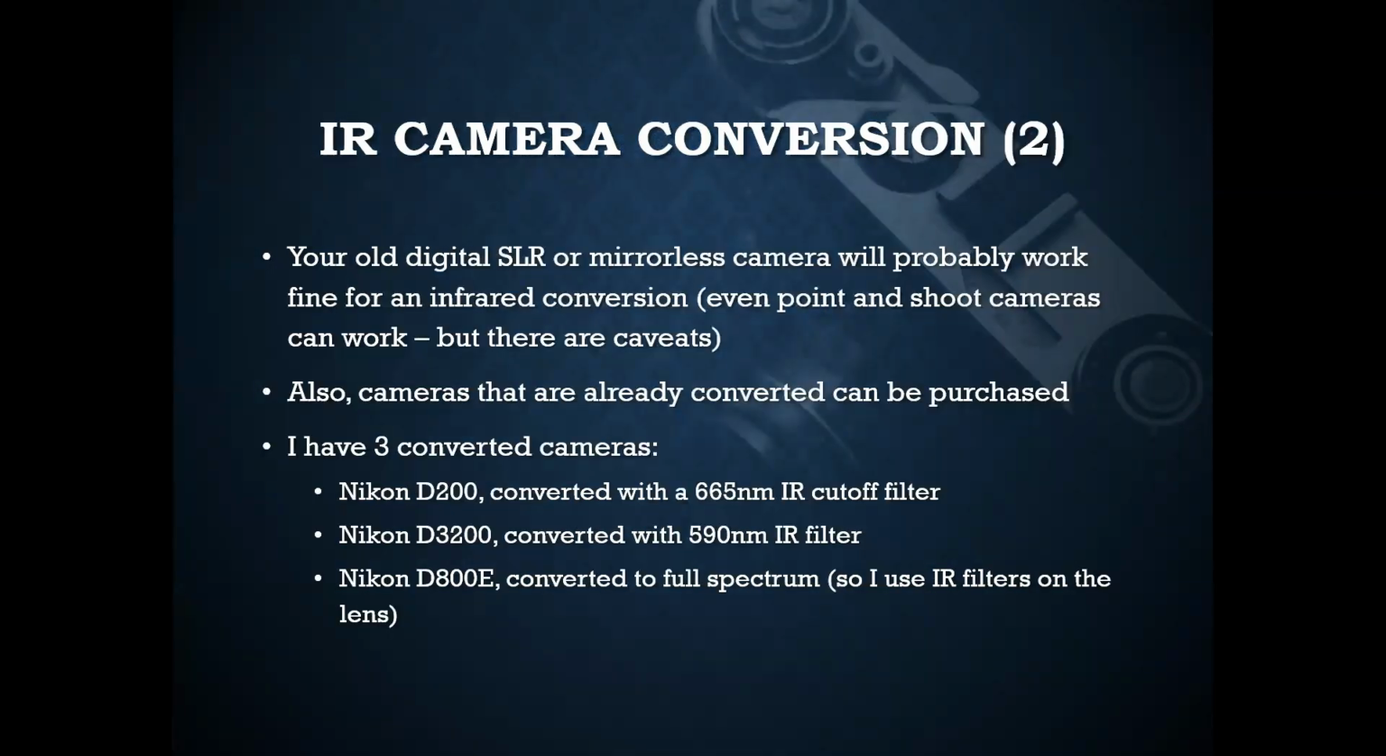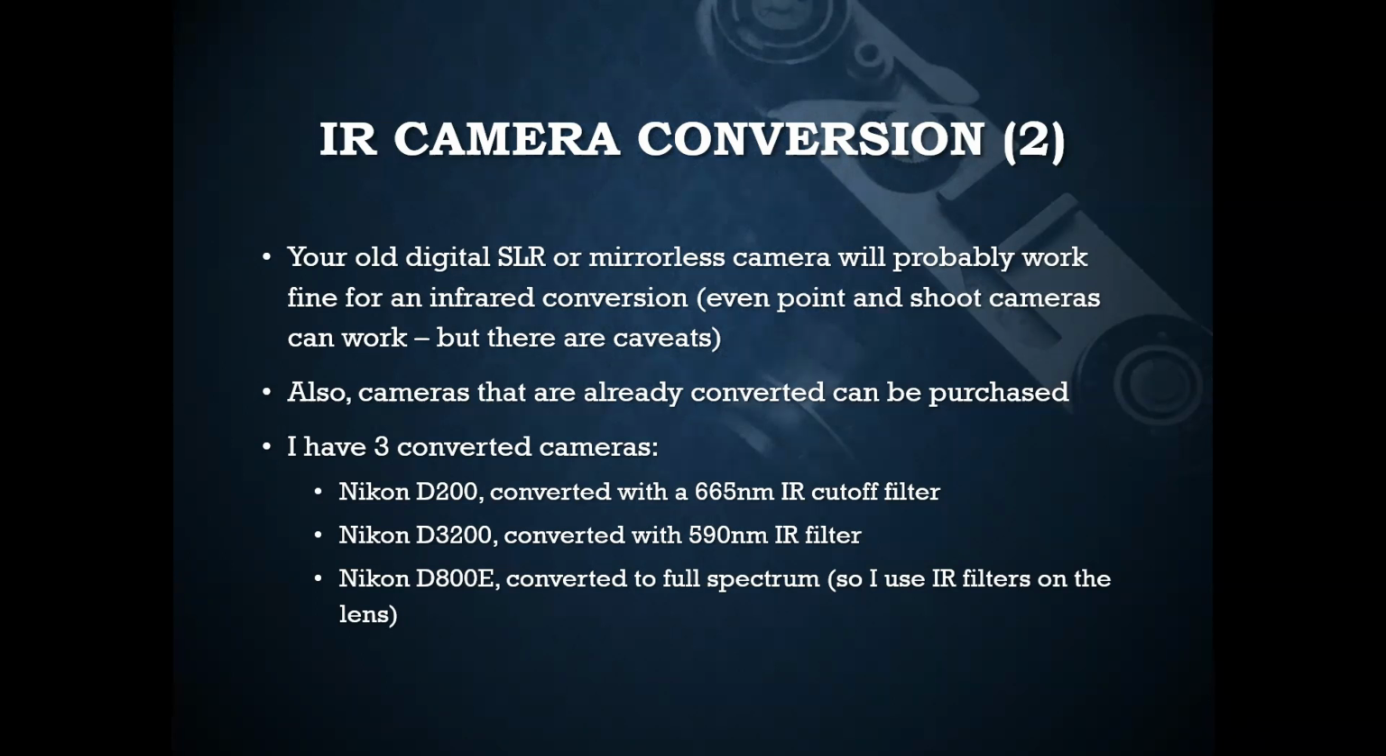So the point I will make on this slide is even a very old digital SLR or mirrorless camera will probably work just fine if you convert it to an infrared camera. My first camera was a Nikon D200, which as of now is about 18 years old. It's very, very obsolete. And yet it worked just fine for me for a bunch of years as an infrared camera. Those 2 images that I mentioned earlier that won prizes, those were both made with that D200. So I can certainly recommend it.